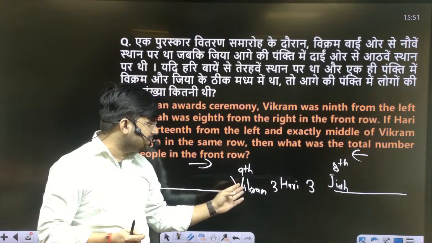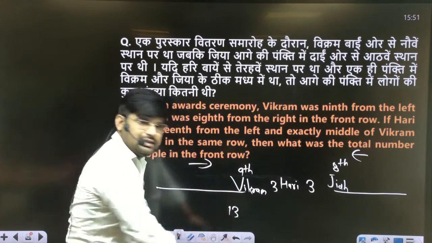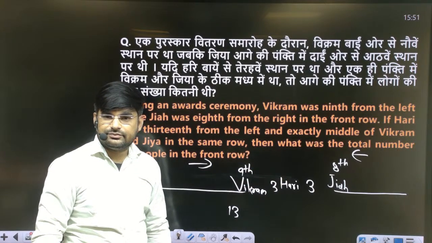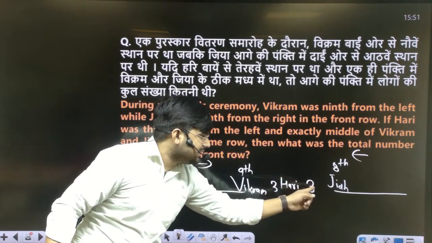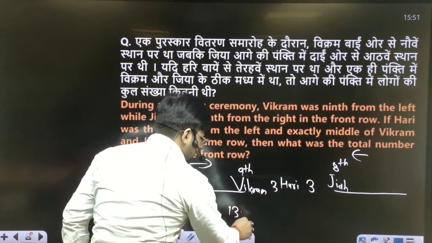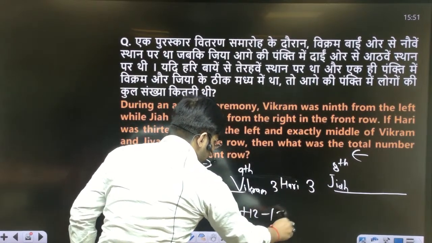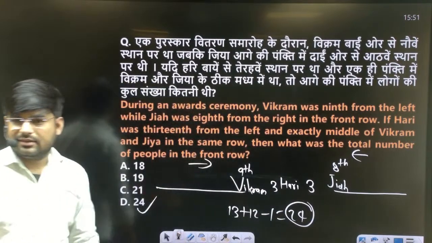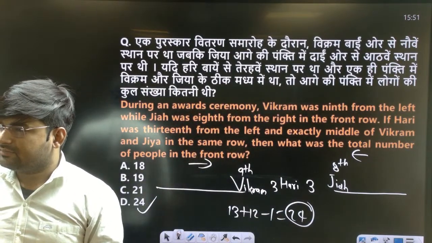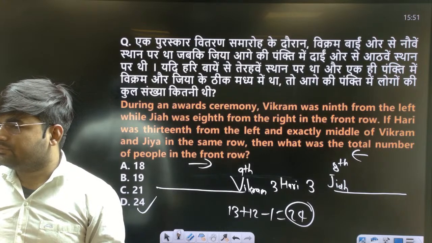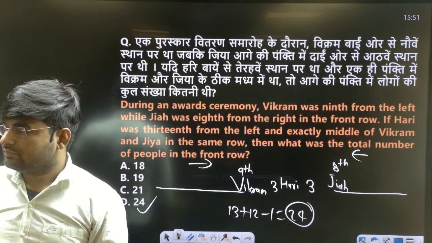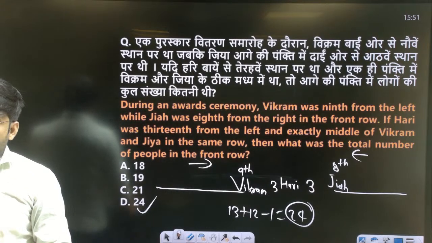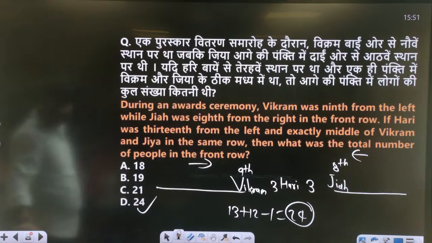So what is the rank of Hari from both sides? Hari's rank from the left is 13. And what is the rank of Hari from the right side? 8, 3, 11, 11 and 1, 12. So 13 plus 12 minus 1, it's 24. 24 is the correct answer. Is it clear? Any doubt? Clear? Sure. Good.